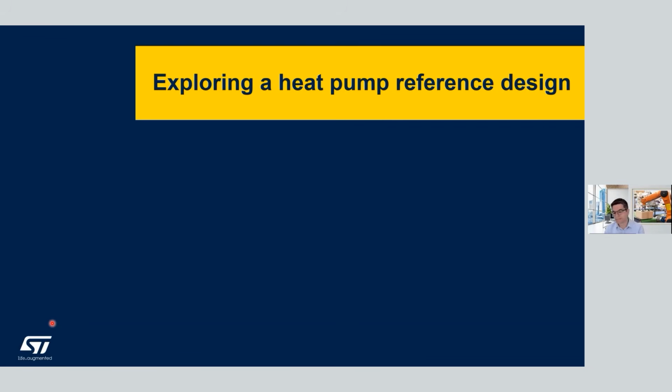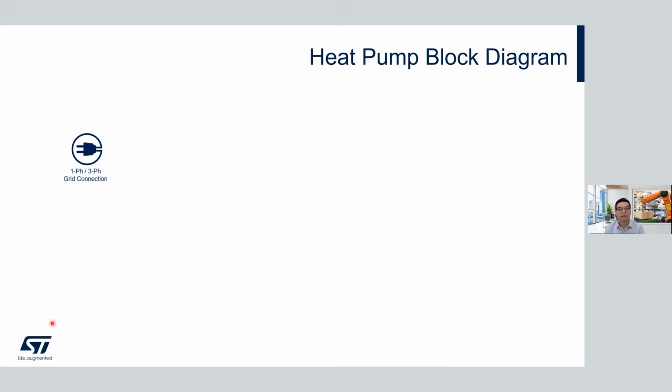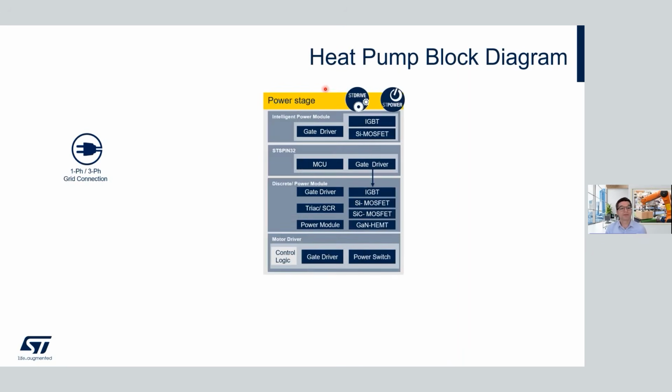In the first chapter, we will take a look into the heat pump reference design. But before we do that, we will take a look into the overall application block diagram. Starting from the single phase or triple phase grid connection, we have as the main pillar the power stage, which can be realized in various different integration approaches. Either an intelligent power module or ST-SPIN32 or discrete or motor drivers, monolithic motor drivers. What this means, we will see in a separate chapter later on, where we will see all the differences.